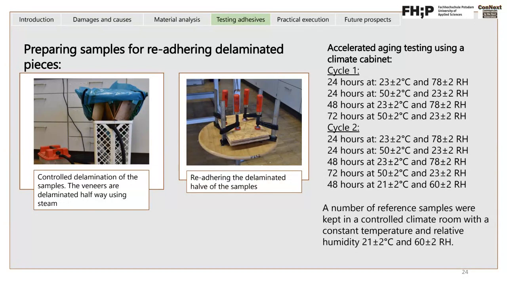For every adhesive, one board of 15 by 15 centimeters was cut. To reenact the lamination of the layers, one half of the board was delaminated, then re-adhered using the appointed adhesives. They were then photographed and stored in the climate cabinet. After the last cycle was finished, the samples were again photographed and compared with their before state.